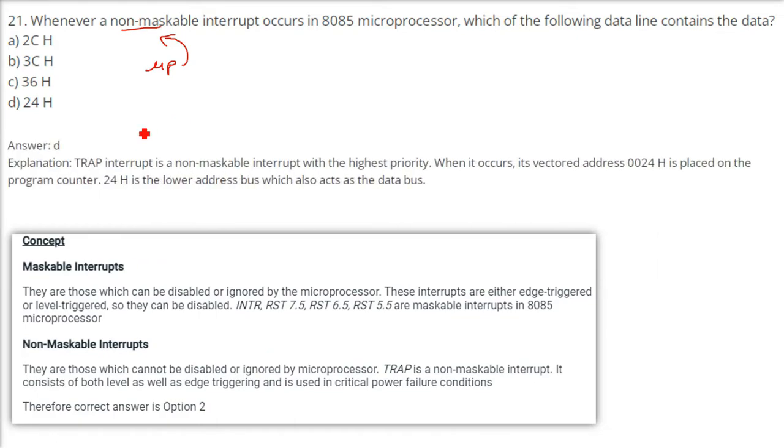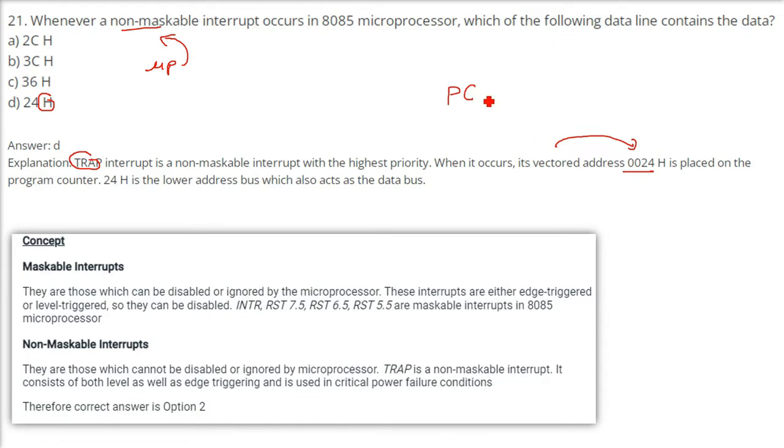So the answer here is D, because trap interrupt is a non-maskable interrupt and it has the highest priority among all. So when it happens, its vectored address is 0024, which is in hexadecimal. This is placed where? On the program counter.